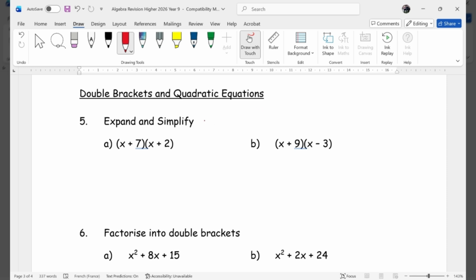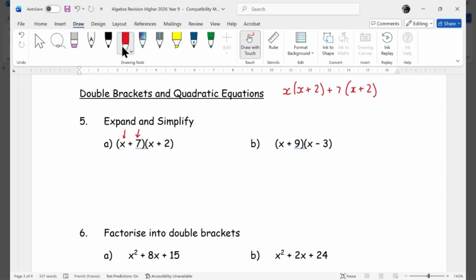Now we're going to do some double bracket expanding, and the method I'm going to use is the smiley face. But basically, everything in the first bracket times everything in the second bracket. So some of us got used to this: taking the first term and multiplying it by the second bracket, then taking the second term, plus 7, and multiplying it by the second bracket. So you effectively turn it into 2 single brackets, right?